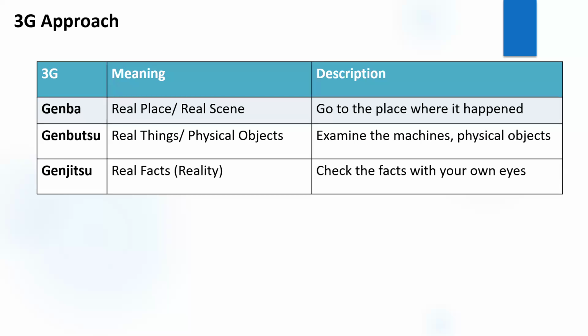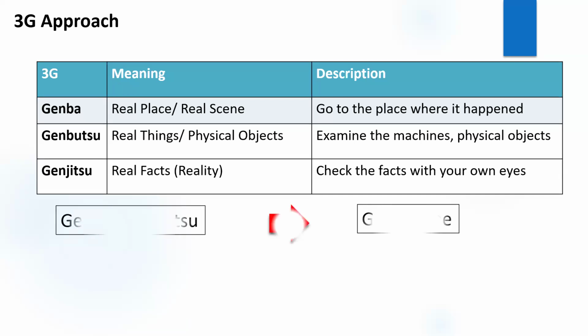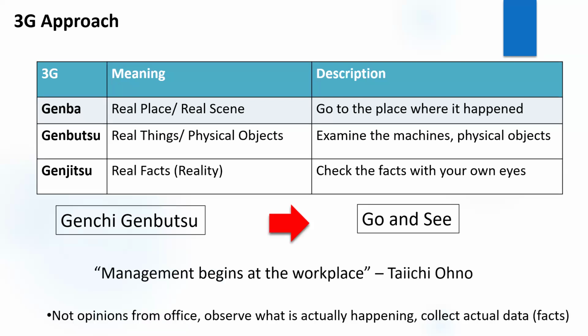Okay, so that is the 3G approach. Go to the Gemba, examine the physical part, check the facts with your own eyes, and take decisions based on facts. And another one I told you, Genchi Genbutsu: go and see, and know opinions from offices, observe what is actually happening, and collect the actual data.